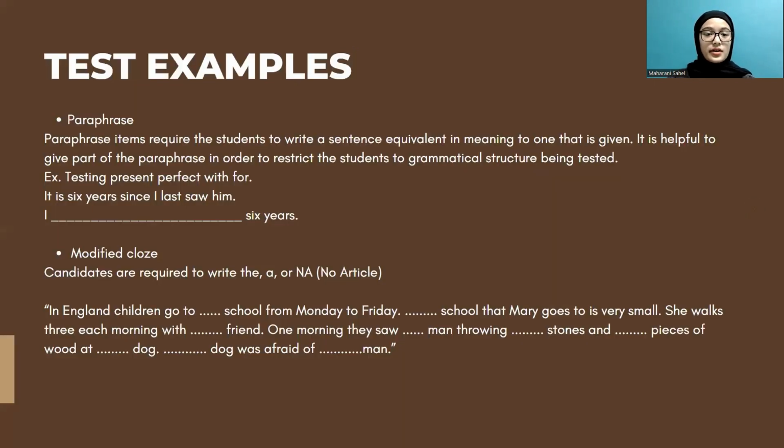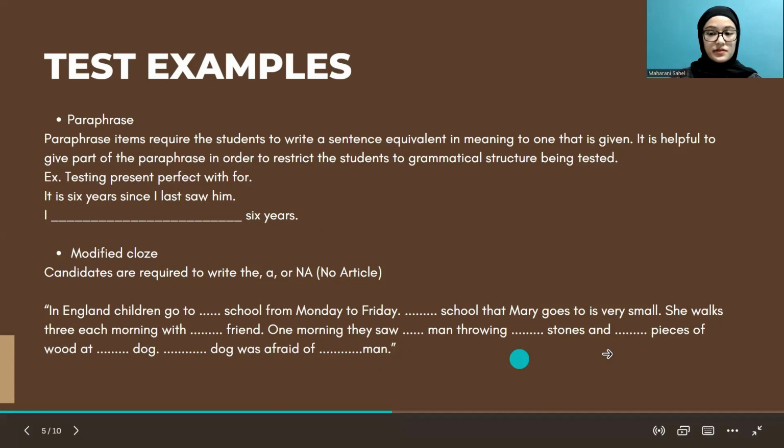Okay, test examples. Paraphrase. Paraphrase items require the student to write a sentence equivalent in meaning to one that is given. It is helpful to give part of the paraphrase in order to restrict the student to the grammatical structure being tested. Example, testing present perfect with for. These are examples of paraphrase. Modified clause. Candidates are required to write the, a, or an, or no article. And this is an example of modified clause.